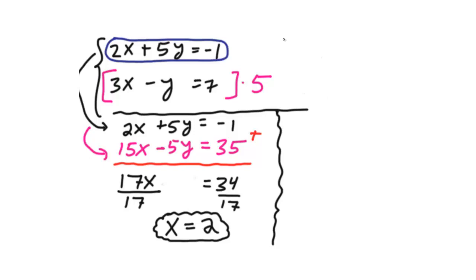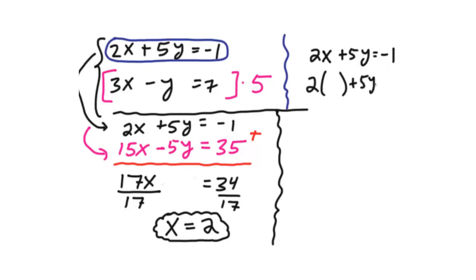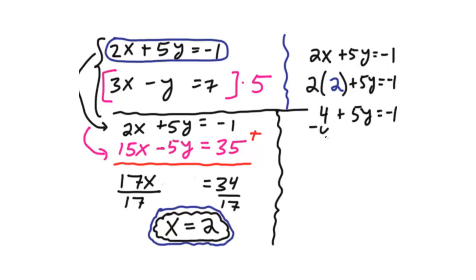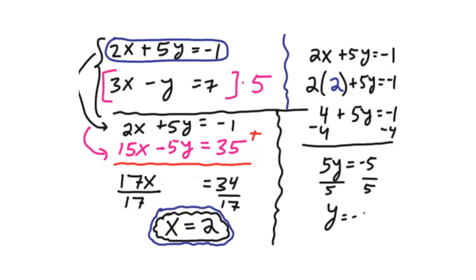So now let's recopy it down here. We have 2x plus 5y is equal to -1. The x is 2, so let's plug that in. Make parentheses for the x, and plug in 2. Now let's do it out. We'll have 4 plus 5y, and that's equal to -1. Minus 4, minus 4, so you're left with 5y is equal to -5, and divide both sides by 5, so we have y is equal to -1.